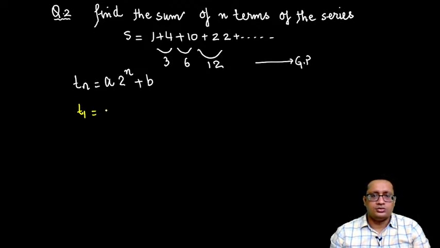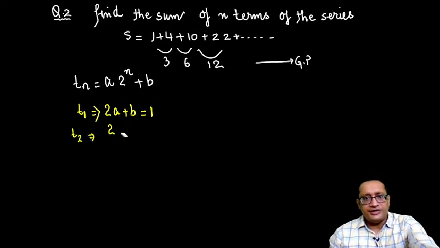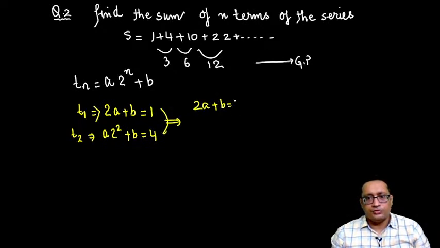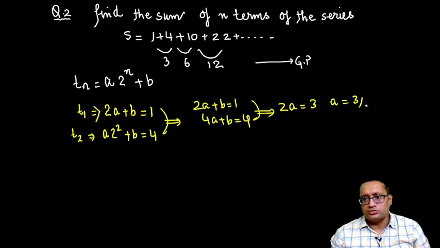T1 is equal to twice A plus B. Twice A plus B is equal to 1. Second, when n is equal to 2, when I place 2, it becomes A into 2 square plus B is equal to 4. So 2A plus B is equal to 1, 4A plus B is equal to 4. It means subtract this, you will get 2A, and this becomes 3. A is equal to 3 by 2. Place in the first, it becomes 3 plus B is equal to 1. B is equal to minus 2.